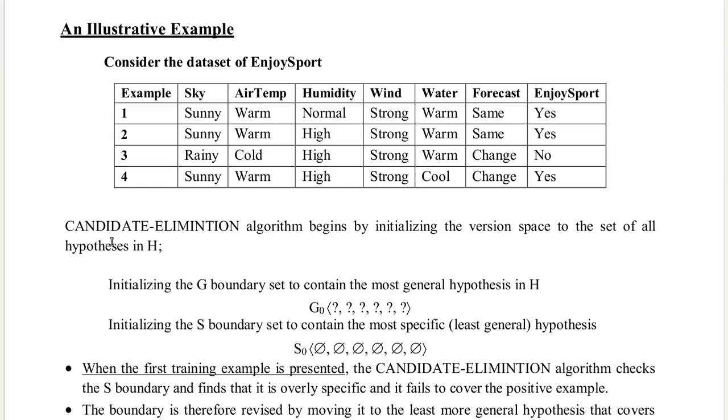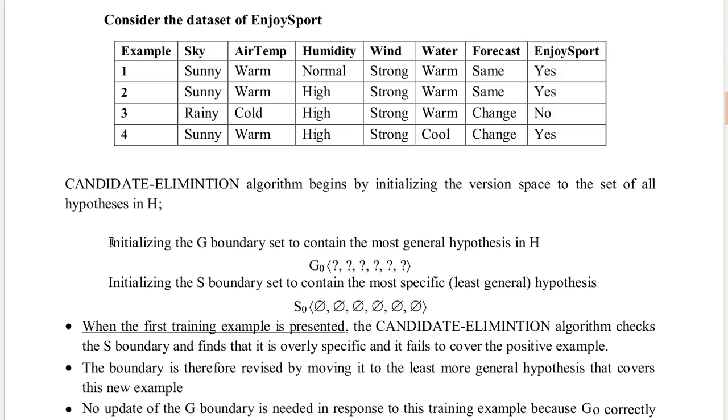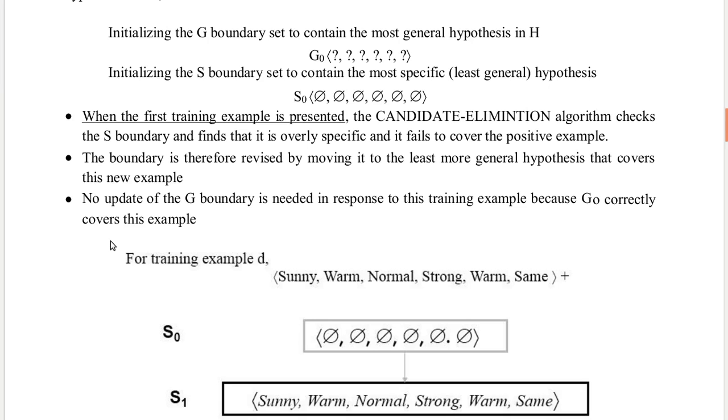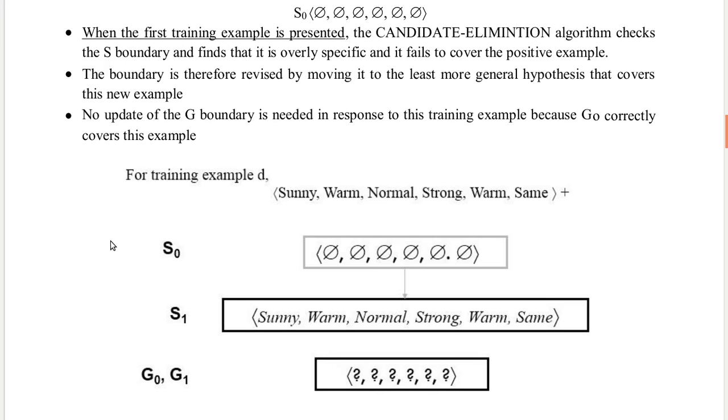In order to update the S, our S was just the most specific, which cannot satisfy any of the values. Hence the first data instance will be the new updated S. So the boundary is therefore revised by moving it to the least more general hypothesis that covers the new example. Since there is no refinement needed for G, we keep G0 as it is. So after the end of the first training example, we have S1 as the first data instance, and G1 as the question marks, that is general value.